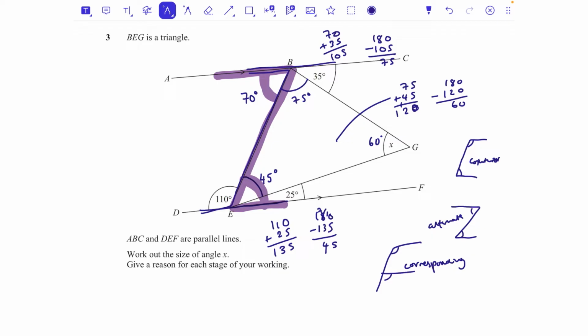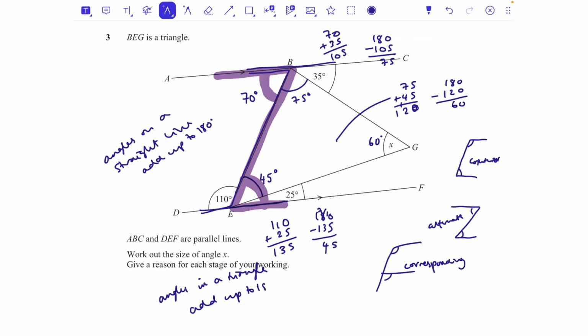So what did we use? We used angles on a straight line add up to 180 degrees. We also used angles in a triangle add up to 180 degrees, and I used the fact that alternate angles are equal. I don't think I used anything else. You could have used co-interior angles, add up to 180, if you wanted to, but there are probably a few different ways you could have done that one.